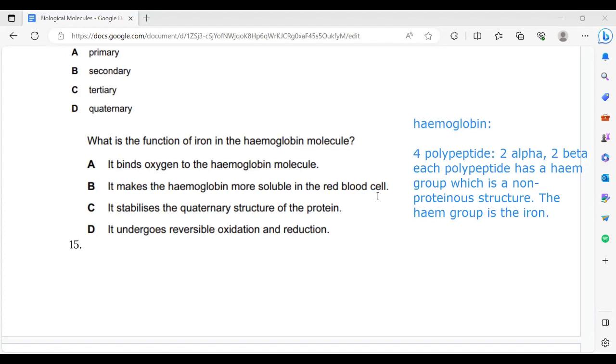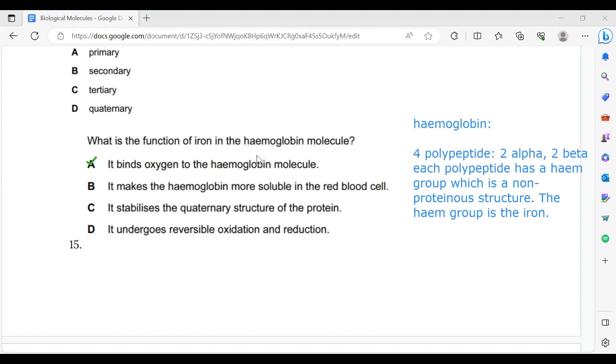So let's look at the options. It undergoes reversible oxidation and reduction. That is not the function of iron in the hemoglobin molecule. Oxidation and reduction are the processes by which you lose or gain electrons, and the iron in the hemoglobin molecule is not related to the loss or gain of electrons. The main function of the hemoglobin molecule is to carry oxygen. You can easily identify it as option A because it binds oxygen to the hemoglobin molecule. That's the function of the iron in the hemoglobin molecule.